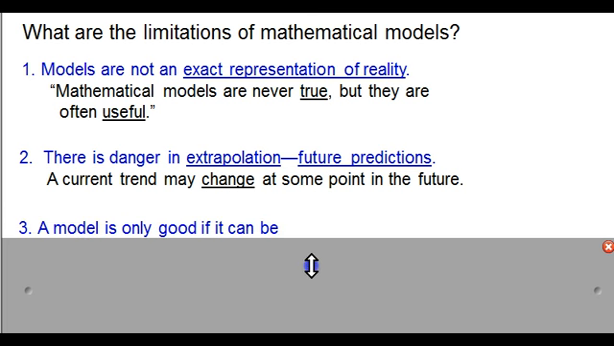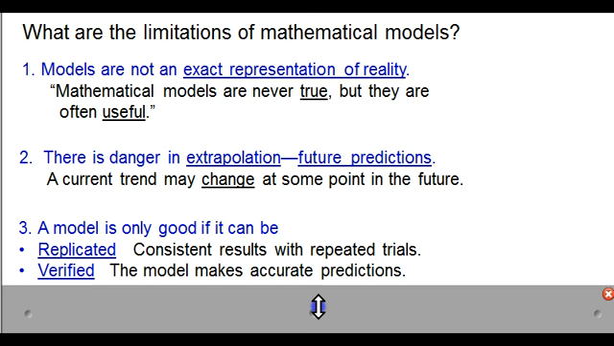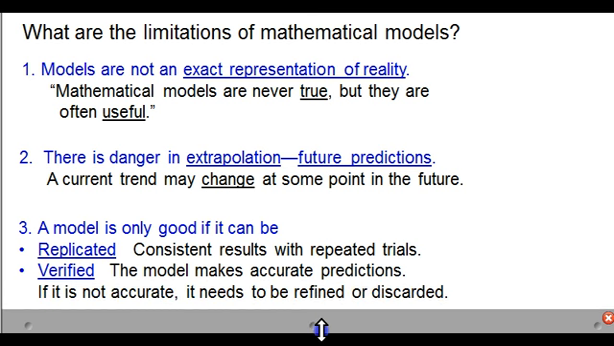A model is only good if it can be replicated, which means getting consistent results with repeated trials. In other words, you do the experiment and I do the experiment and we get very similar results. A model is only good if it can be verified. In other words, the model makes accurate predictions. If the model doesn't make accurate predictions, it's pretty useless. If it is not accurate, if it cannot be replicated, the model needs to be refined or discarded.